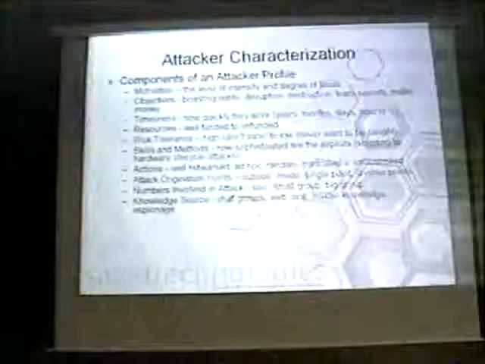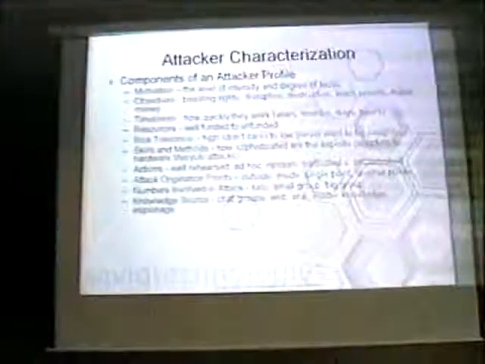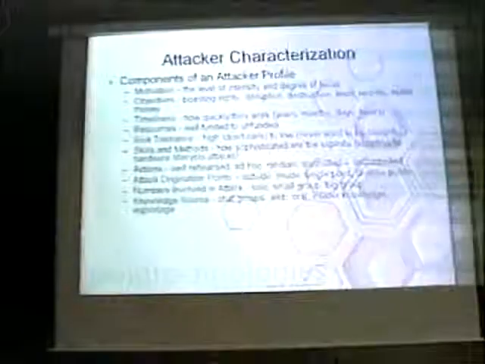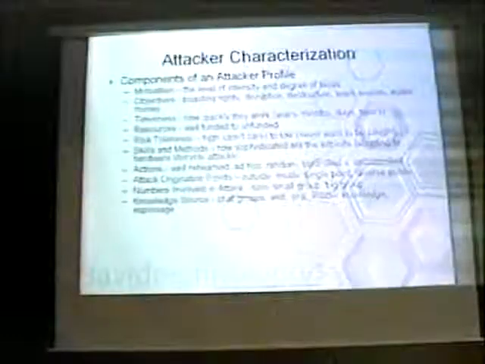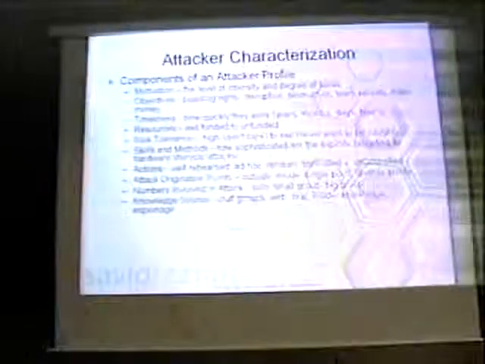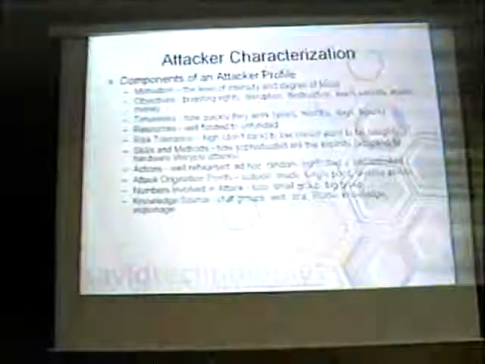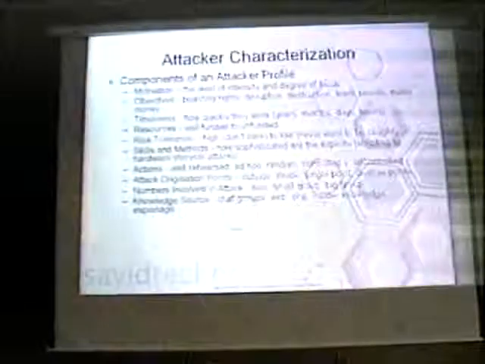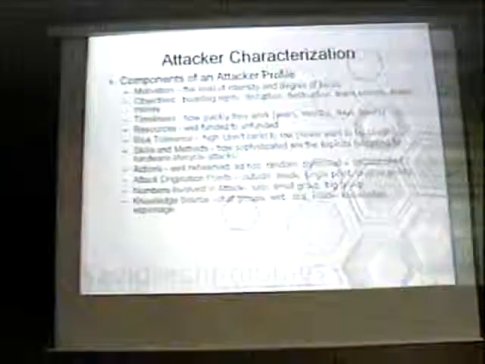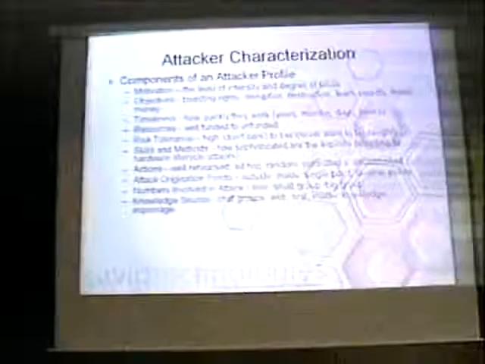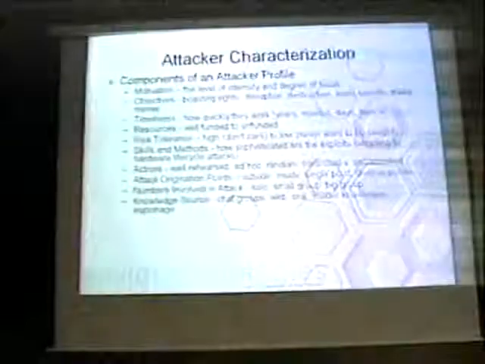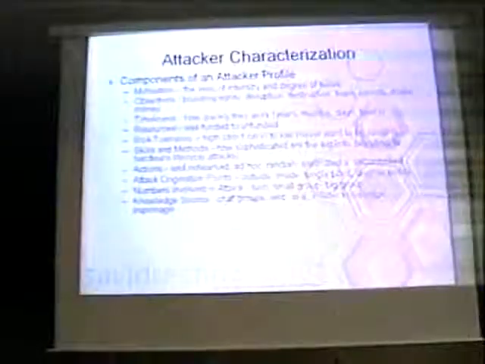So when you get down to it, attacker characterization, these are the primary components of the attacker profile: the motivation, the objectives, the timeliness of the attacker, resources, risk tolerance, the skills and methods, the actions, origination points, where the attack comes from, inside or outside, the numbers involved in the attack, and the knowledge source. This is what law enforcement is going to come to you and ask for, saying, do you have any of this information? And you're going to have to help them figure this out.